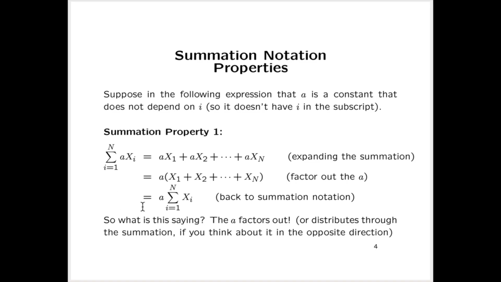On the other hand, if we think about this property from the right-hand side going to the left-hand side, then what this tells us is that if we have a constant a multiplied against the summation of the x sub i's, i going from 1 to cap n, then we can distribute the a across the terms in the sum. So we're just going backwards. And the justification would be just that.